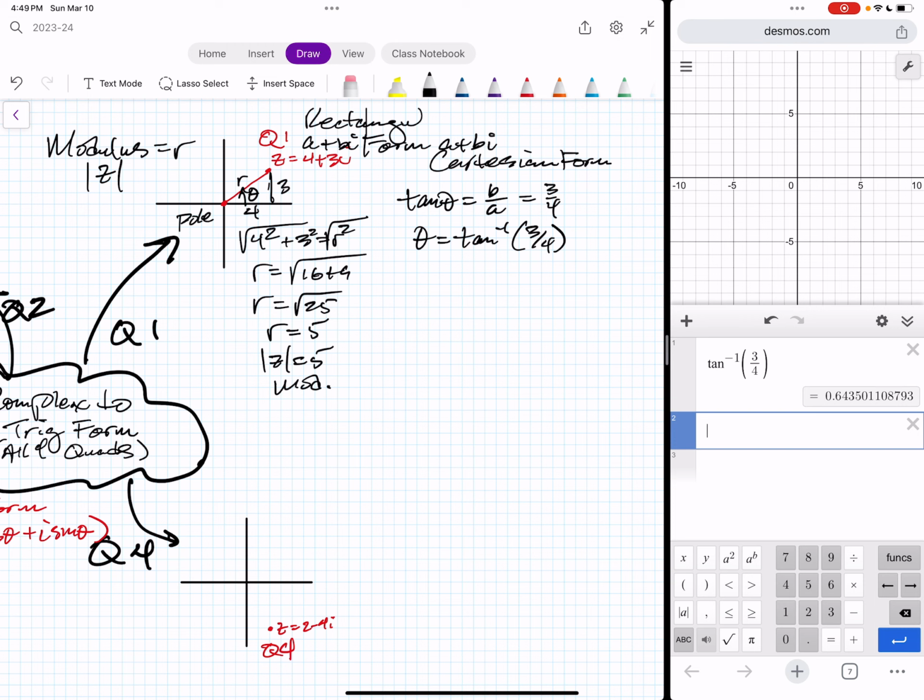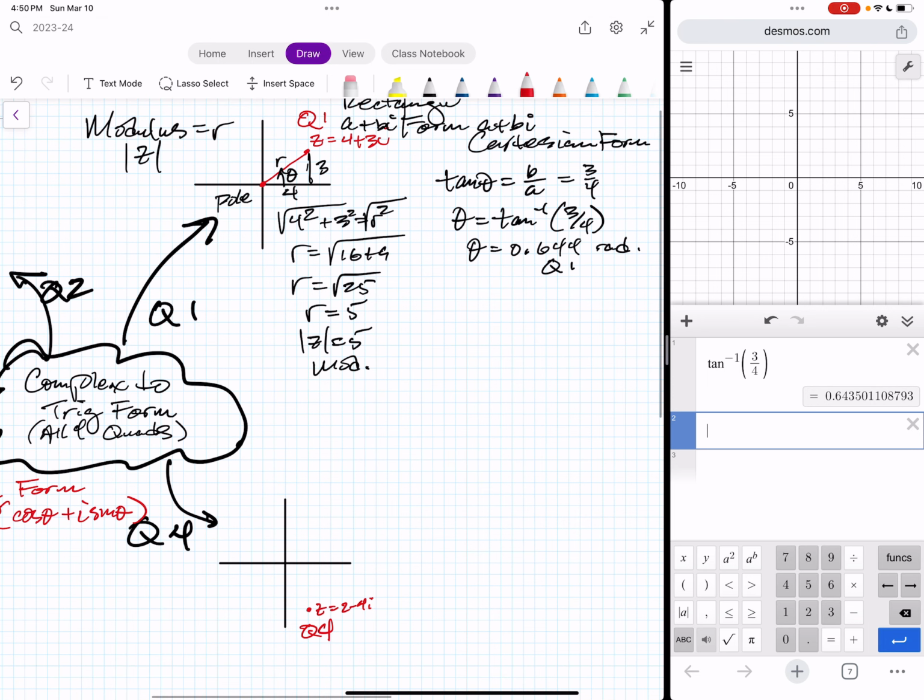All right, and it's about 0.644 radians. So theta here is about 0.644 radians. I'm going to put RAD for radians right there. And that makes sense. Okay, that's quadrant 1. Okay, so now what we want to do is write it in trig form, right?